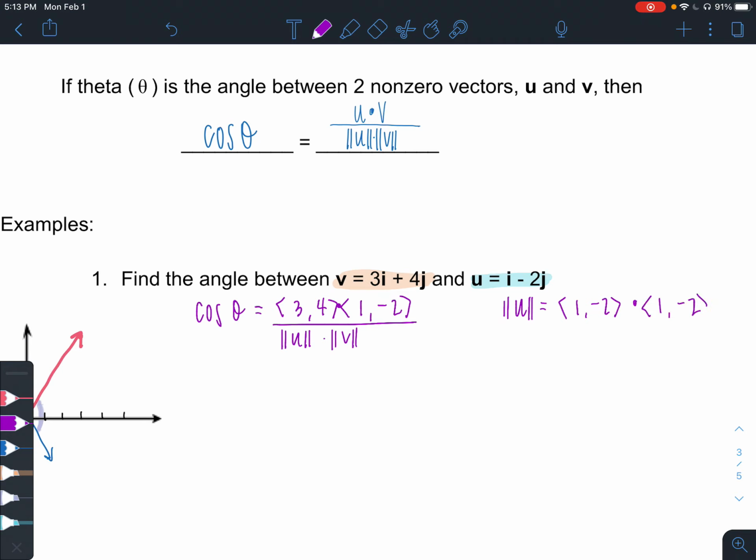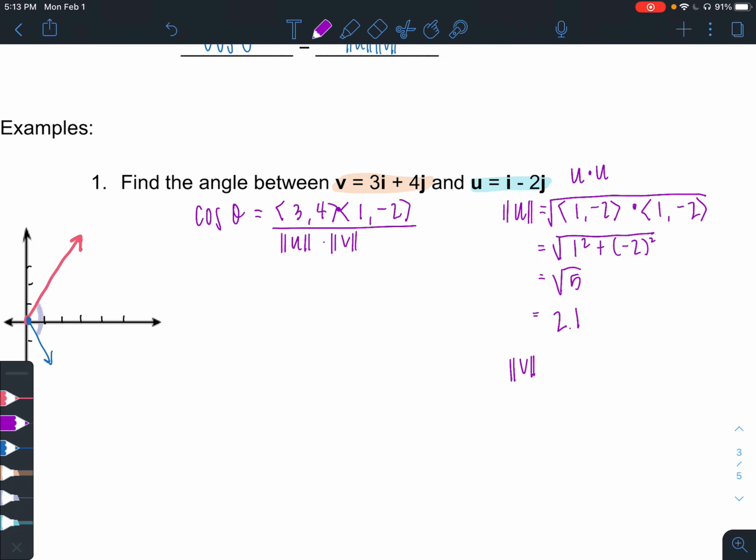1, negative 2 dot 1, negative 2, using our u dot u, to the square root. So we've got the square root of 1 squared plus negative 2 squared. So that's the square root of 5, which is 2.1.